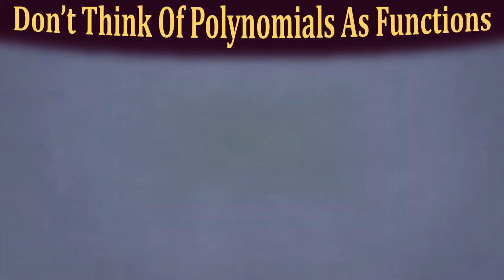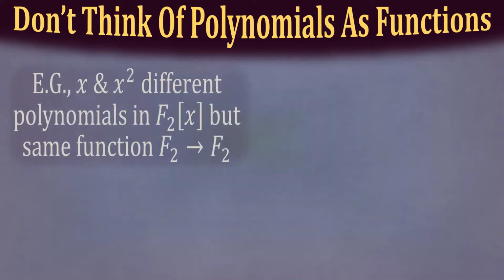Note that it's dangerous to think of polynomials as functions. For example, x and x squared are different polynomials in F sub 2 adjoin x, but they define the same function from F sub 2 to F sub 2.